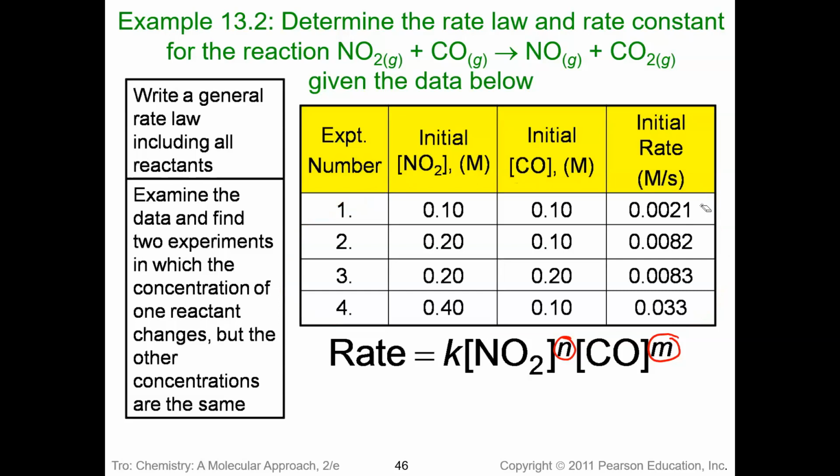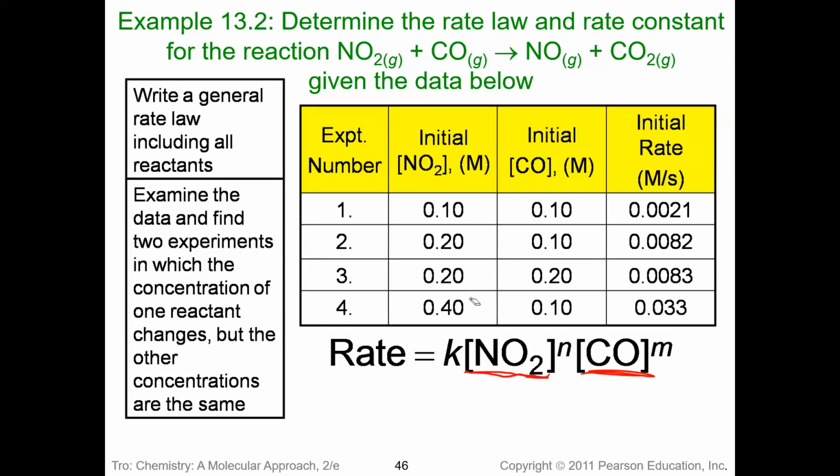Okay, so let's decide, I don't know which ones we want to use first. So let's figure out n. Then we want to look for changing this, but keeping this the same. All right, so we want to change NO2, but not CO. So we kind of look, well, this changes. These two can't be these two, right? Because these two are the same. So it could be comparing 1 and 2, or it could be 2 and 4, right? We have a lot of options here.